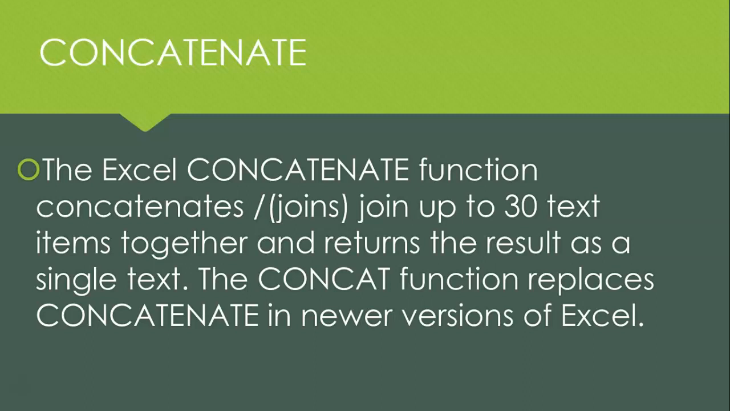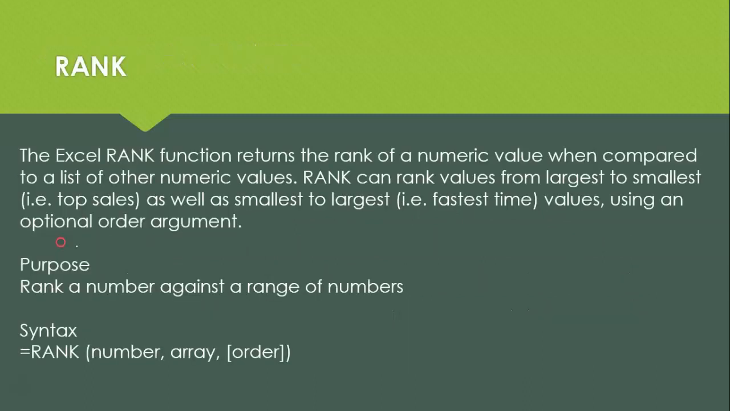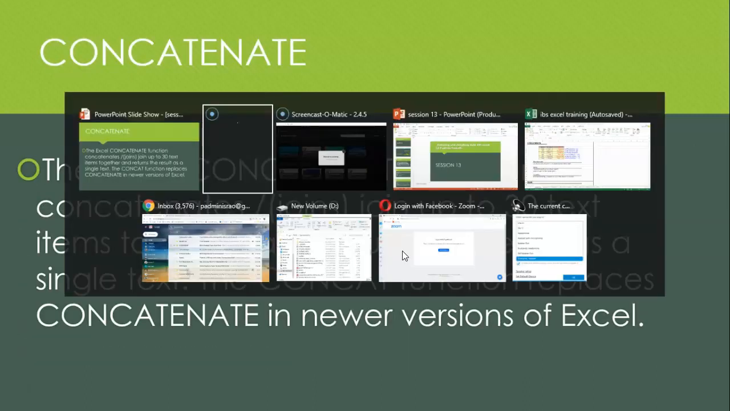concatenate. In Excel, this function joins up to 30 text items together which are having various different cell references, and the result is arrived by giving the answer in a single cell reference as a single text. In the newer version of Excel, the concatenate function can be seen as concat function. Let us explore the same with the help of an example.